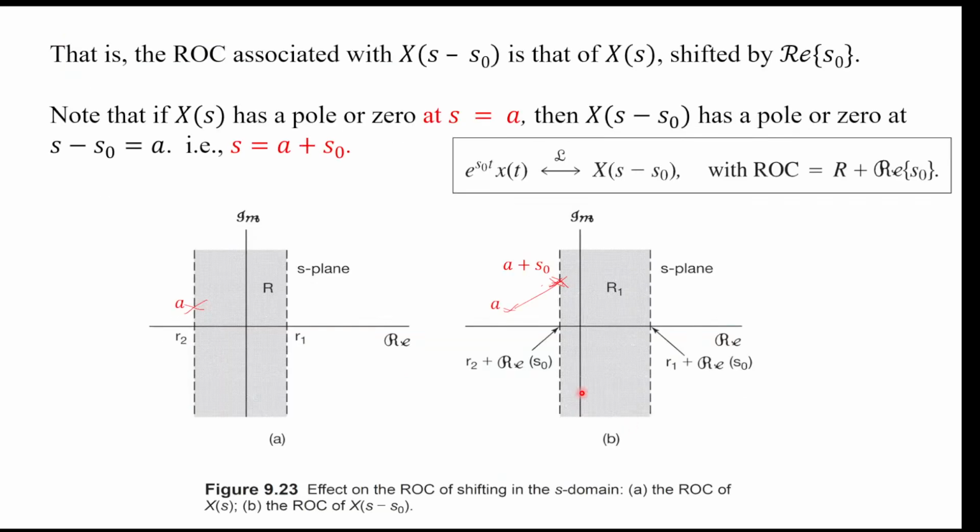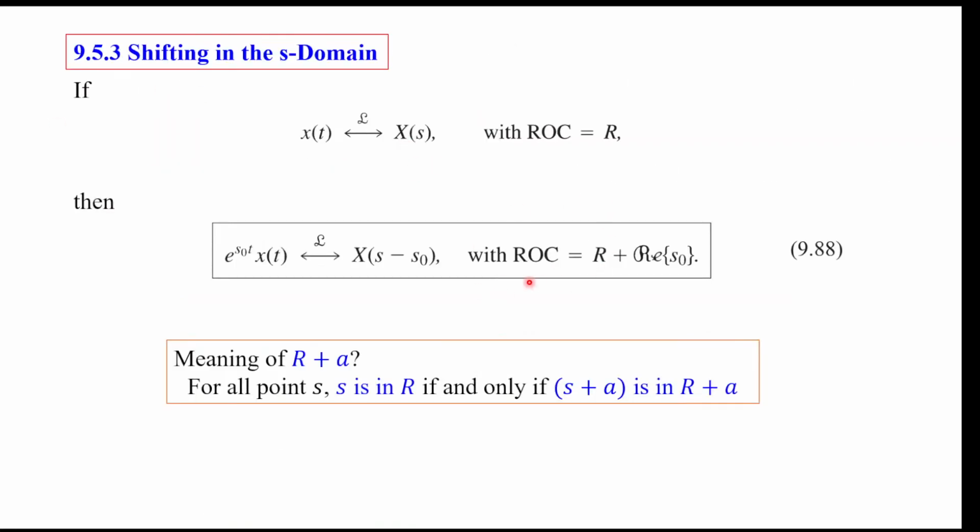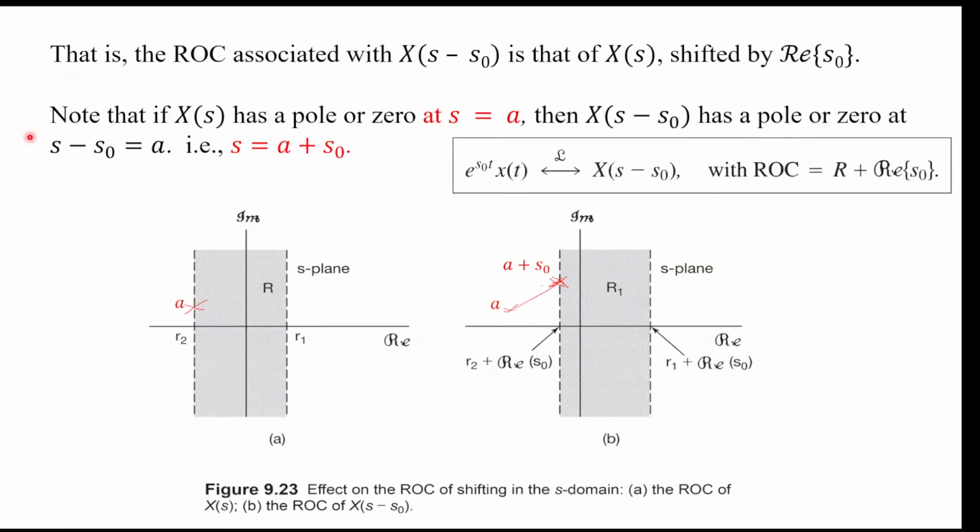I guess it's easier to see with an example. We say the ROC is shifted by the real part of S0, or really it's shifted by S0, but the ROC only cares about the real part. Anyway, let's look at the pole of X(s). Why does this ROC need to shift? Because say X(s) has some pole at s equal to A. When s equals A, X(s) is infinity, so we have a pole here.